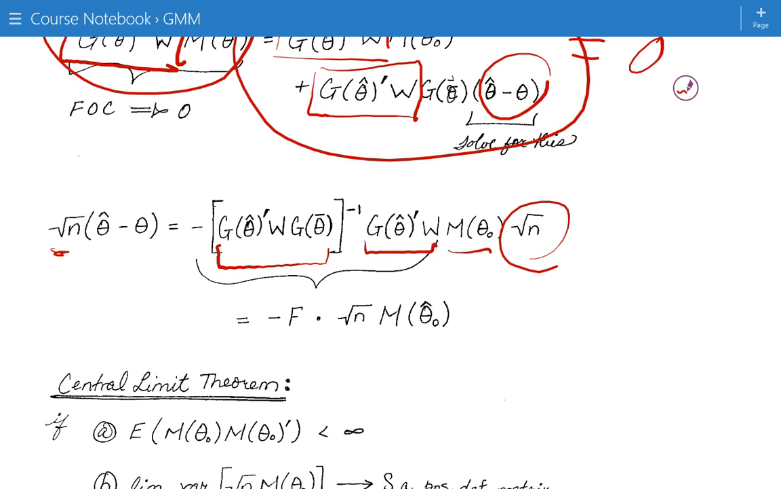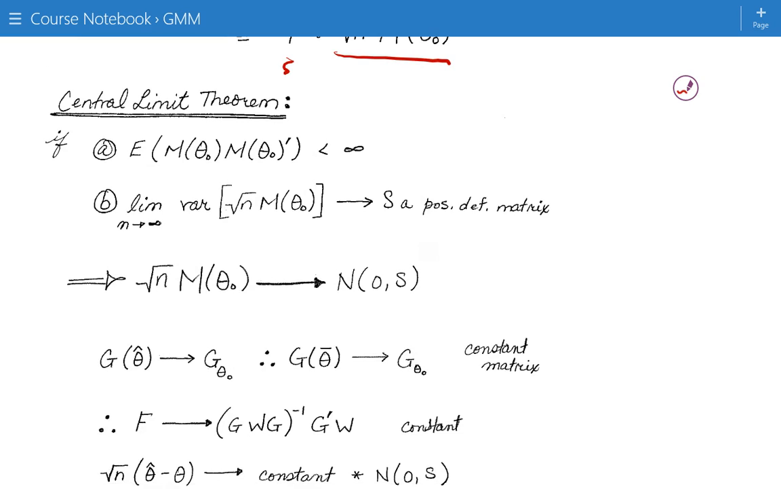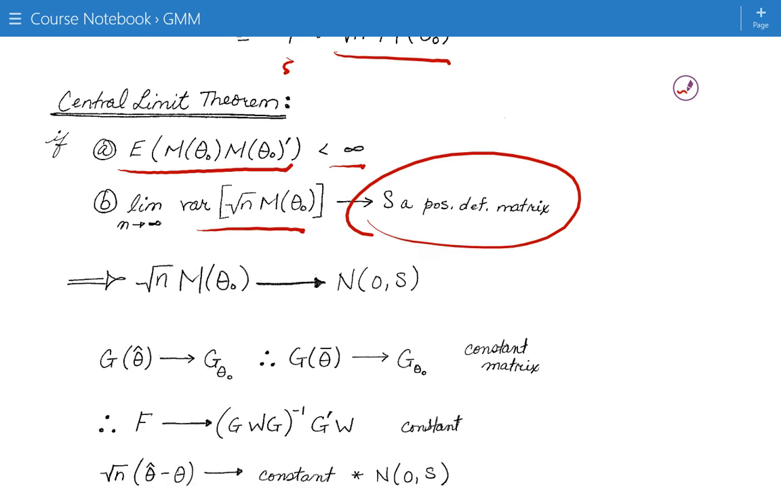If we collapse this whole component here up to the moment conditions into a label F, then we have minus F times the square root of n times the moment conditions. So with the central limit theorem, if the expected value of the outer product of the moment conditions is finite, and the limit of the variance of the square root of n times the moment conditions goes to a positive definite matrix, then the square root of n times the moment conditions is normal, with mean of 0 and variance S.